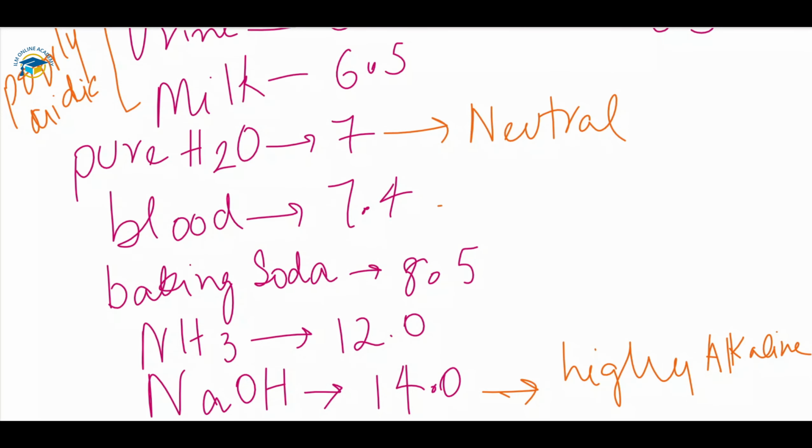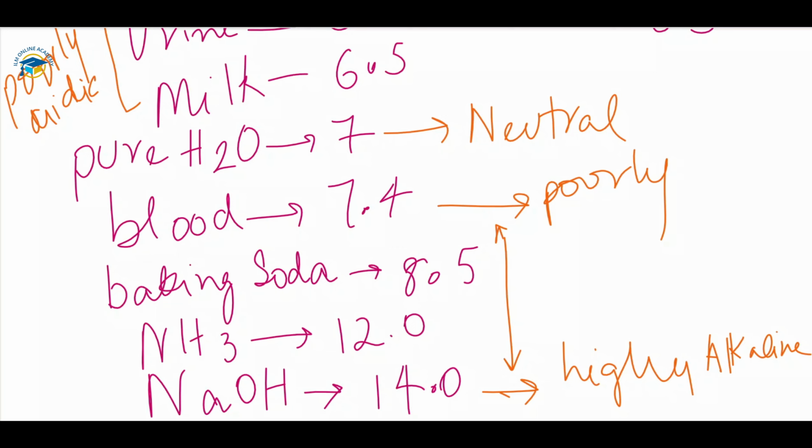And blood is poorly alkaline. So you can see here there's a difference as we move up from pH 7, the solution gets more alkaline, from poorly to highly alkaline. As we move down from pH 7, the solution gets more acidic. So this is about the universal indicators and also the indicators.